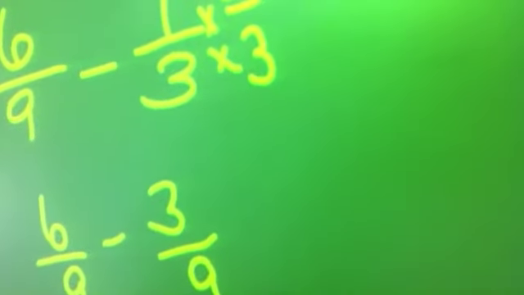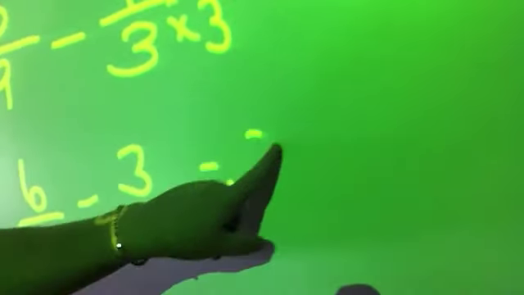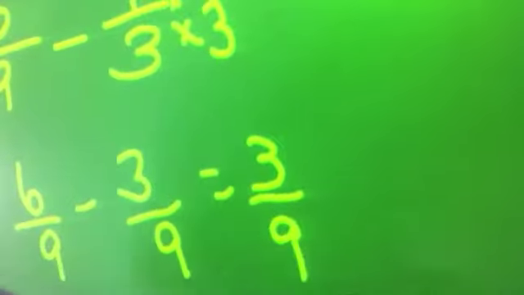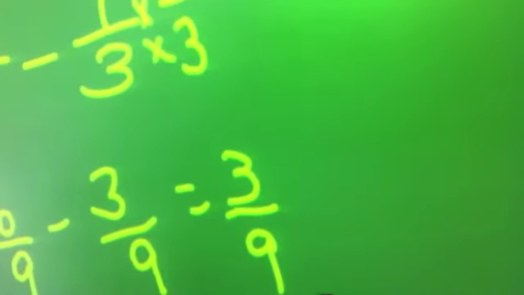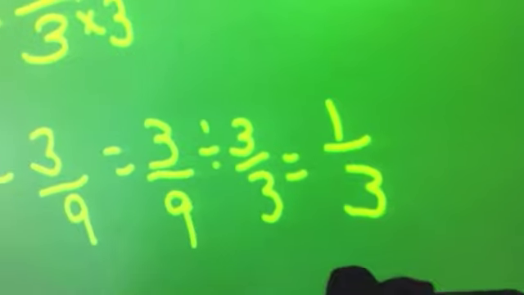When I subtract, now again, I am not subtracting the denominators. I am only subtracting numerators. 6 minus 3 equals 3, and it is over 9. Again, we're not in simplest form, because if I divide this by 3 over 3, I get 1/3. So my answer is 1/3.